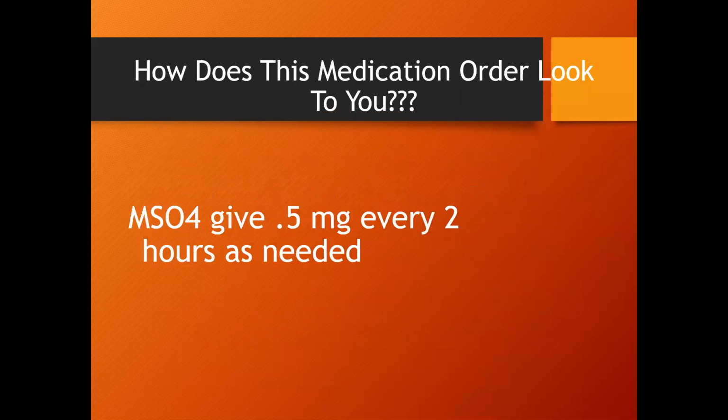How does this one look? MSO4, morphine, give 0.5 milligrams every 2 hours as needed. So what am I missing? Or what's not right? MSO4 is morphine, but it needs to be written out, okay? Myself, looking at that, I would not know what that is. I have never seen that. 0.5 needs to lead with a 0, right? It needs to be 0.5. And PRN is as needed, but why is it needed? That needs to be clarified, okay?